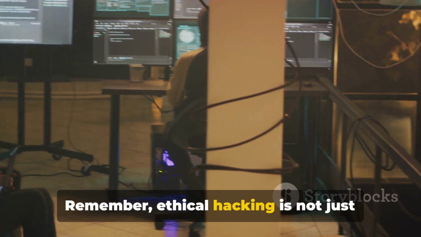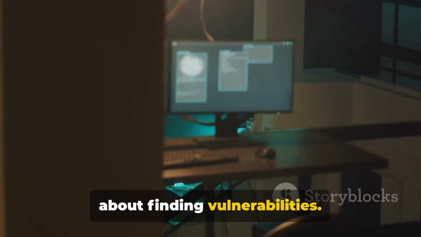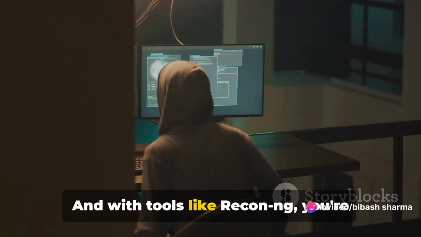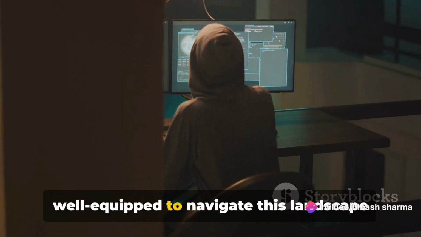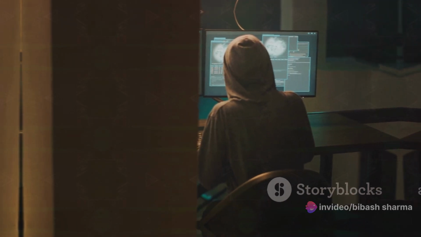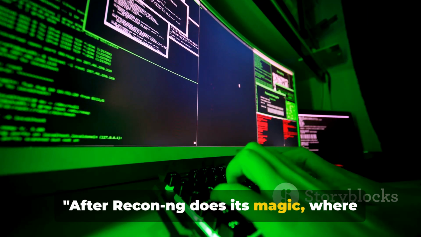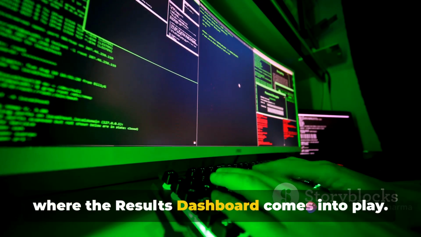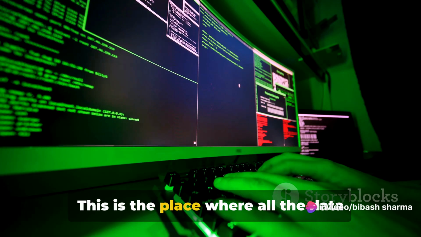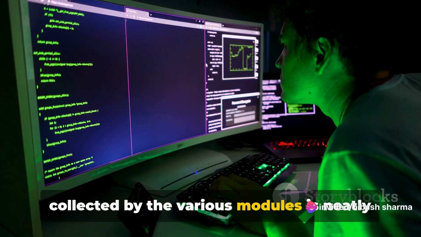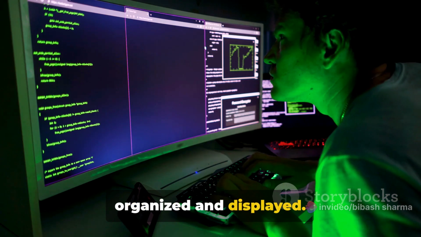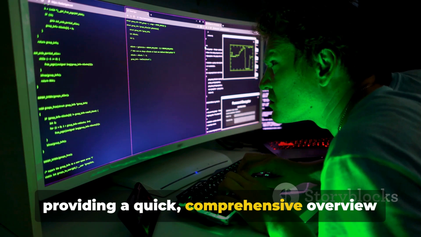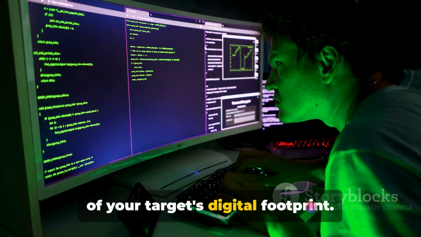Remember, ethical hacking is not just about finding vulnerabilities. It's about understanding the digital landscape. And with tools like Recon-ng, you're well equipped to navigate this landscape with confidence. After Recon does its magic, where does all the information go? Well, that's where the results dashboard comes into play. This is the place where all the data collected by the various modules is neatly organized and displayed. It's like your personal command center, providing a quick, comprehensive overview of your target's digital footprint.